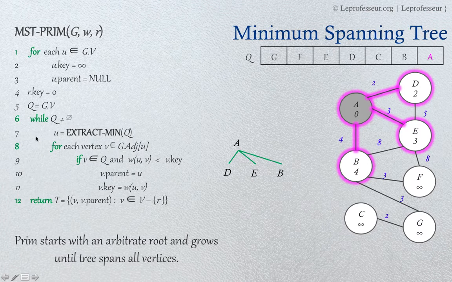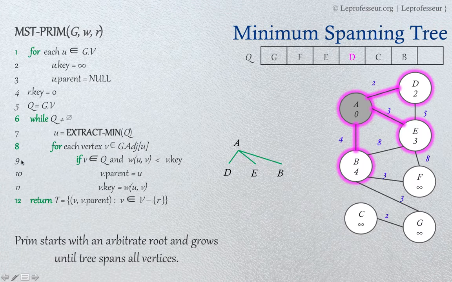Now we are again at line number 7 because our queue is not empty, okay, and we extract another element. Remember, this A is gone now because we have already extracted it from the queue. Okay, so next element from this queue which has minimum key value, which one would it be? So we have left D, E, B, F, C, G. Okay, so D would be our next minimum key value node. So we select D.